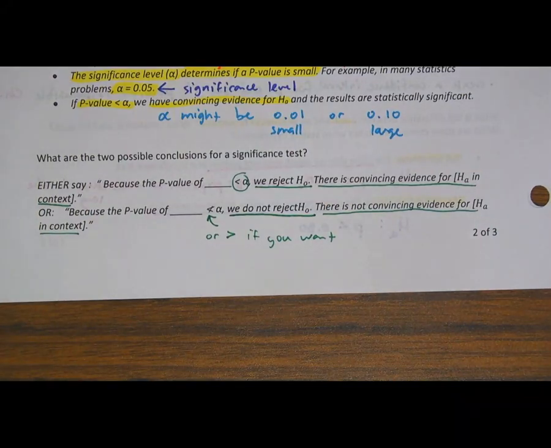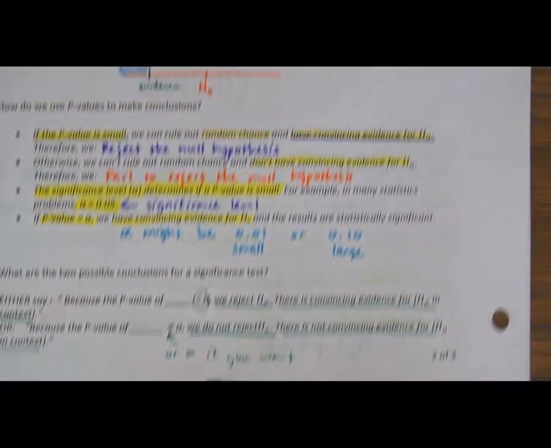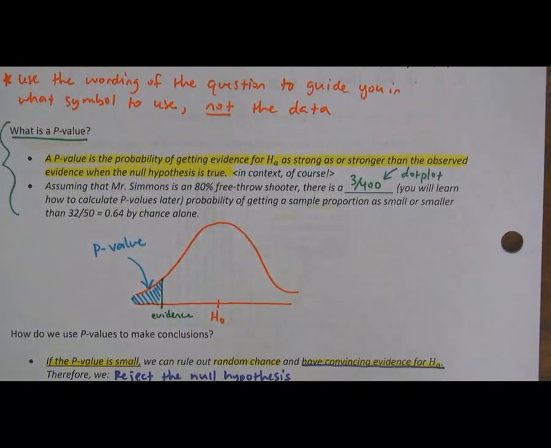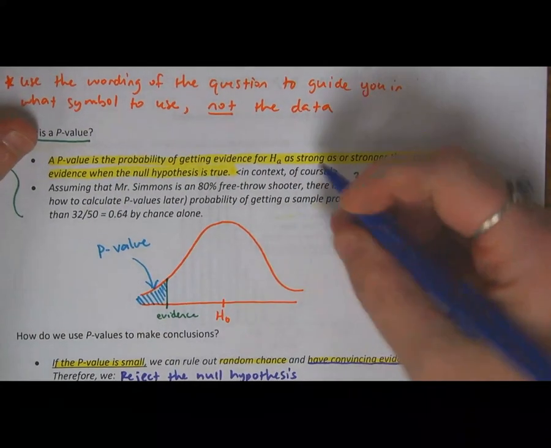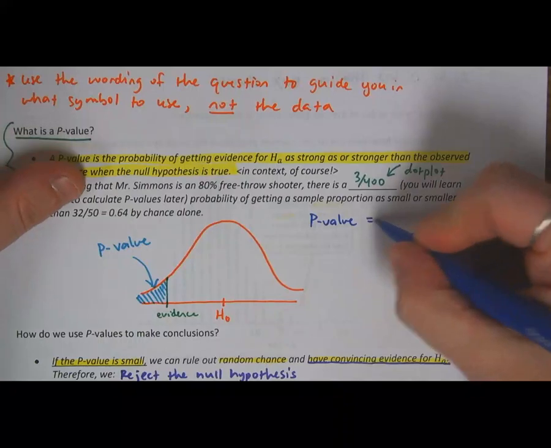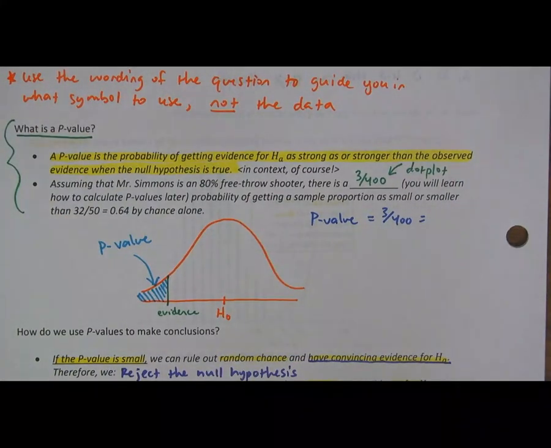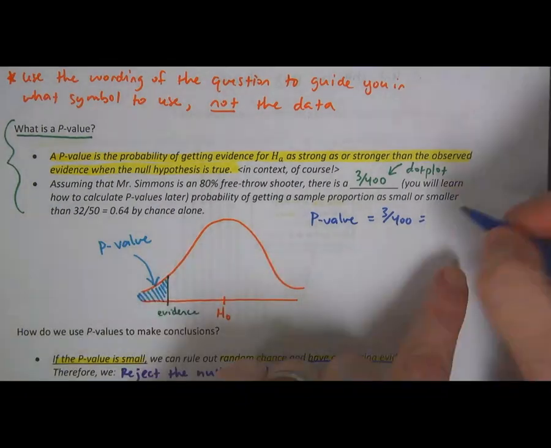And we're going to practice that right now. I want you to go back up to this little blank space that we have for the free throw problem. And we found out that the p-value is 3 out of 400, just based on that simulation on the dot plot. And that is 0.0075.